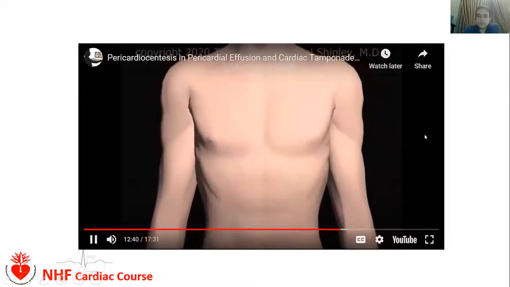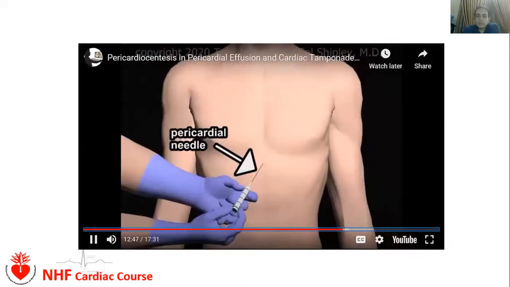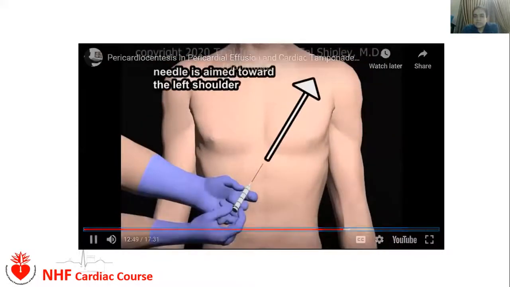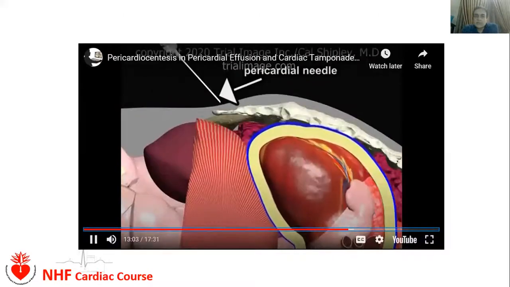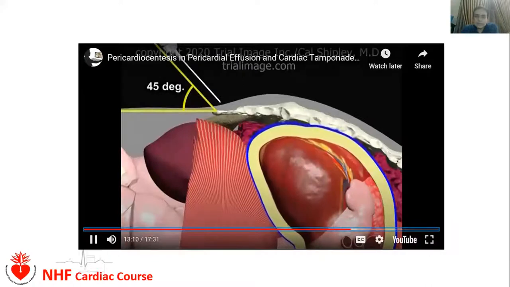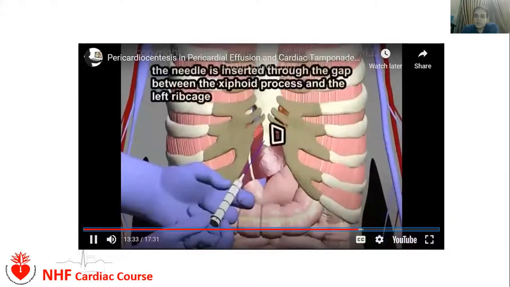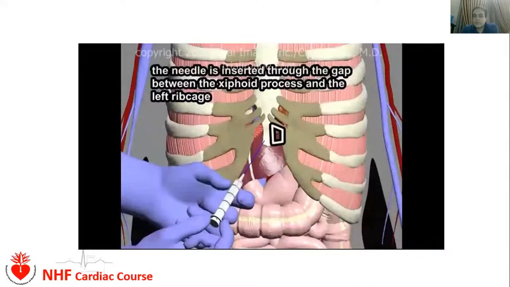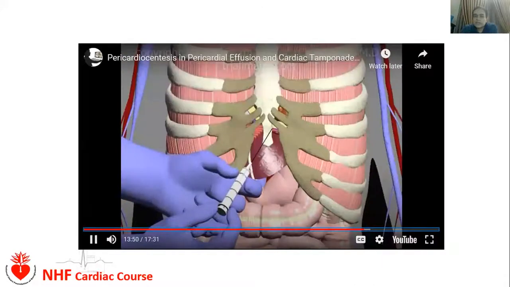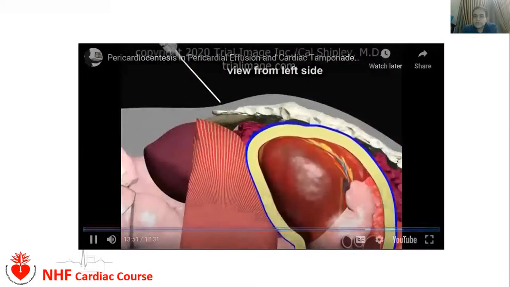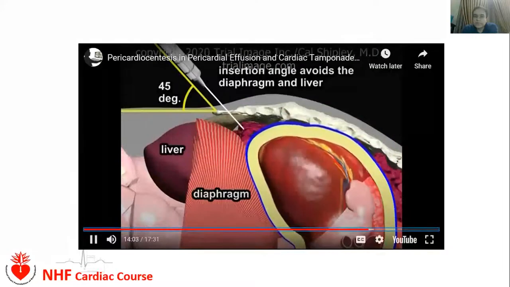Here we go. This is a pericardial needle towards the left shoulder. And we do it in a 45 degree angle. And we take that small area between the xiphoid process and the left costal margin. We advance the needle. We cross the diaphragm, the liver, and this potential space and reach the pericardium.